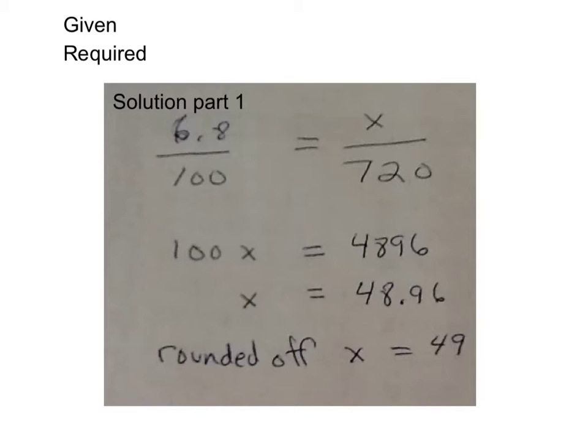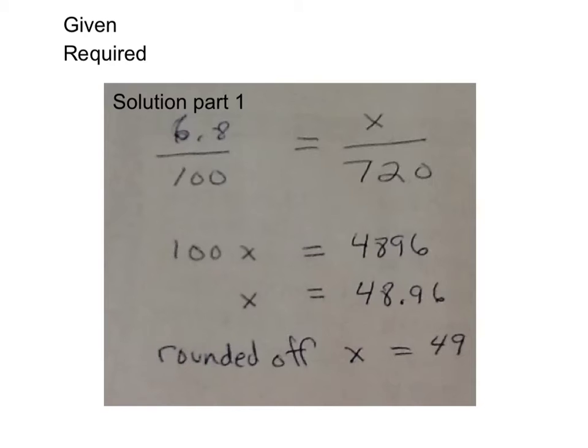The first part is to find out how many liters it's going to use to get to my friend's house. So if my car gets 6.8 liters per 100 kilometers, how many liters am I going to have to use to go 720 kilometers? To do that, I'm going to create a ratio. See this ratio right here, 6.8 liters per 100 kilometers. How many liters, X, don't know what X is, per 720 kilometers.